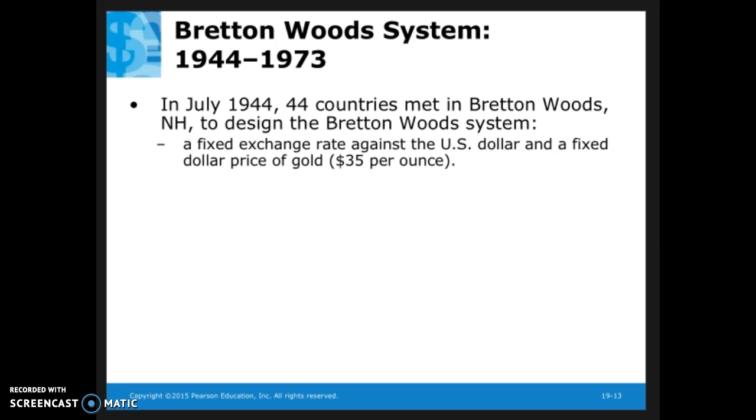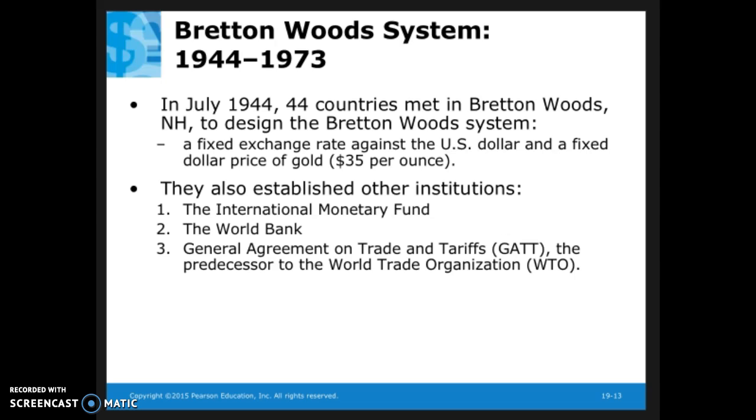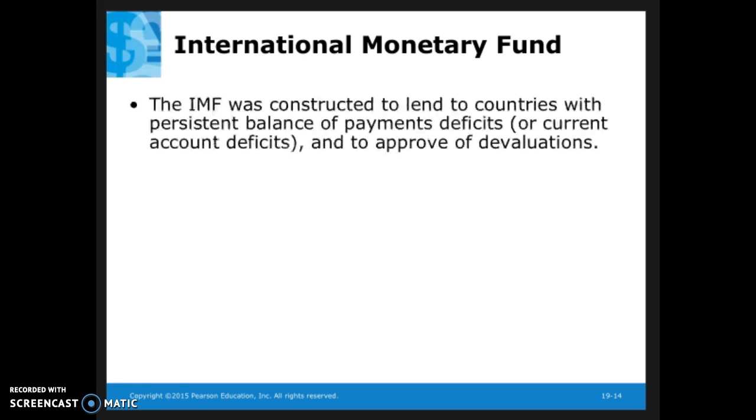44 countries met and designed this system where a fixed exchange rate against the US dollar and a fixed dollar price of gold were established. They also established other institutions, the IMF, the World Bank, and GATT, which was the predecessor of WTO. So the IMF was constructed to lend to countries with persistent balance of payments deficits.